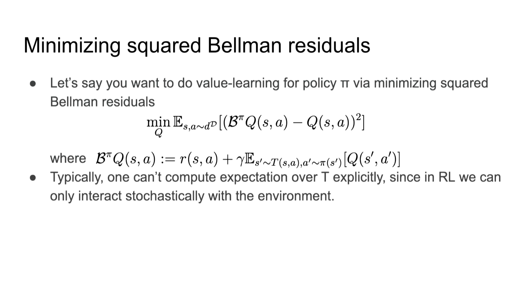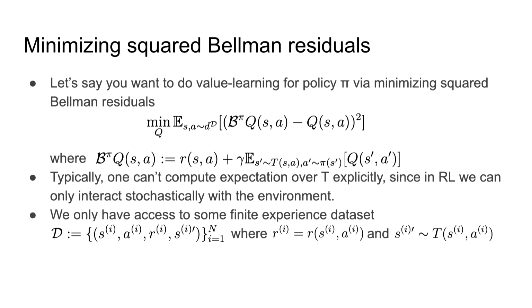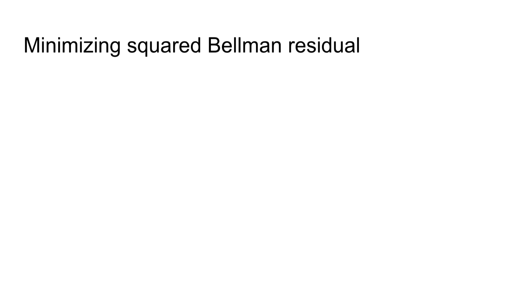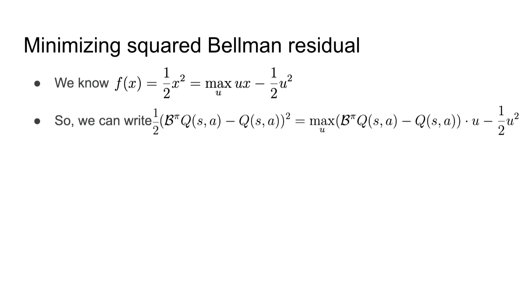OK, right? So the issue is that there's an expectation inside the square that we can't explicitly compute. And so how do we optimize this objective? So what we can think back to is the f of x equals half x squared function we had. And we know that we can express this function as an optimization, and a pretty simple optimization. And so we can do the following. We can write half Bellman squared as an optimization itself. Right? So half of the Bellman residual squared is an optimization over u of the Bellman residual times u minus half u squared.